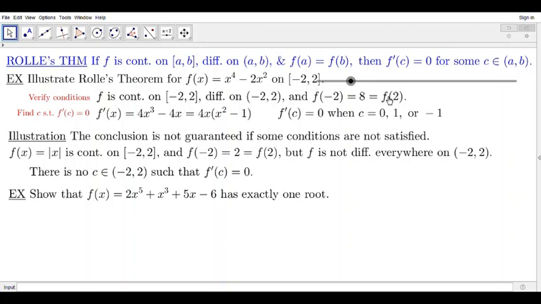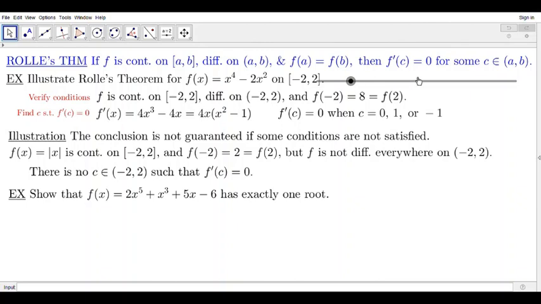Consider the function f of x equal to 2x to the fifth plus x cubed plus 5x minus 6. Show that this has exactly one root. You're probably thinking that this problem looks very much like some of the problems we've solved before when discussing the intermediate value theorem. I'm going to point out later that this is not exactly the same.